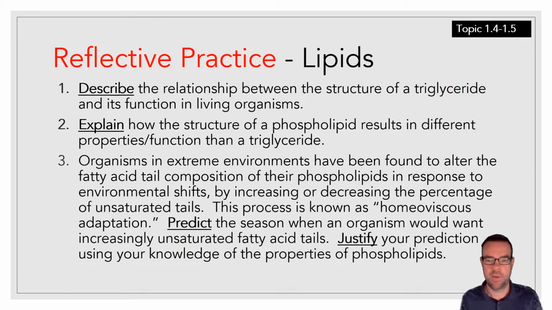What I want you guys to do now for your reflective practice is structure and function for triglycerides. How are they related? And then phospholipids, how are they different in terms of their structure and function? And finally, in the last one, I want you to predict when an organism would want more unsaturated fatty acid tails. So there's actually something called homeoviscous adaptation, where an organism can change the number of saturations in its fatty acid tails in its membrane. So what would be the benefit of that? And then go ahead and justify your prediction using the properties of phospholipids.